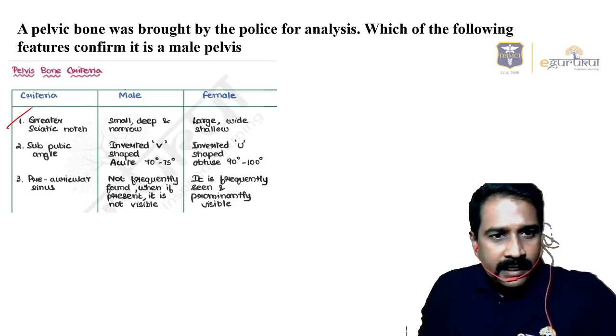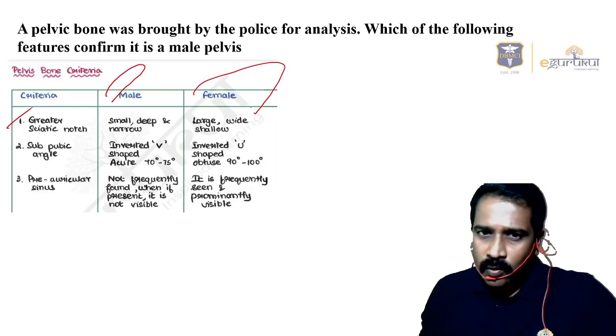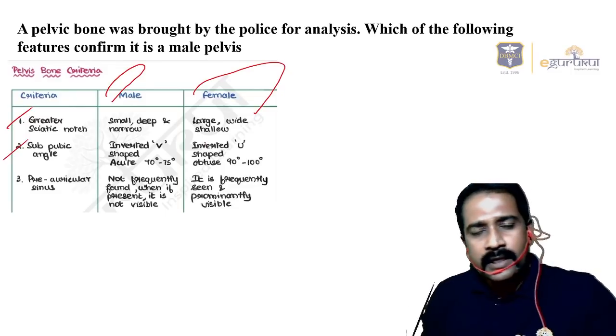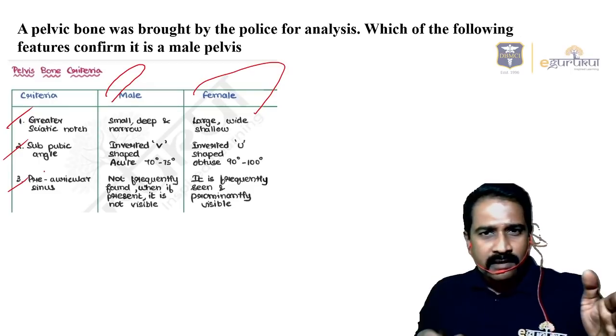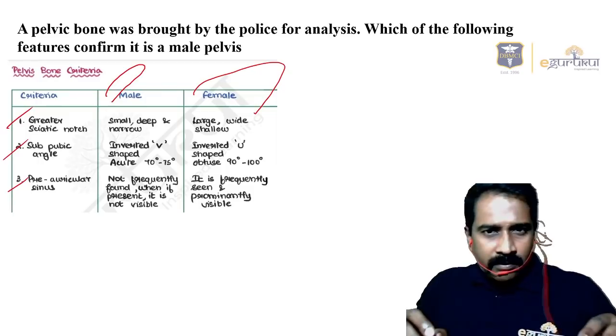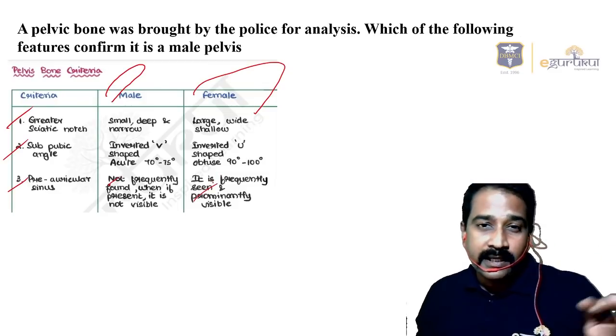Greater sciatic notch: in males it is small, deep, and narrow. In females, it is large, wide, and shallow. Very frequently asked. Subpubic angle: inverted V-shaped and acute in males, inverted U-shaped and obtuse in females. Then preauricular sulcus, by the side of the articulation of the ilium with the sacrum. It is not frequently found in males, but is predominantly visible in females.